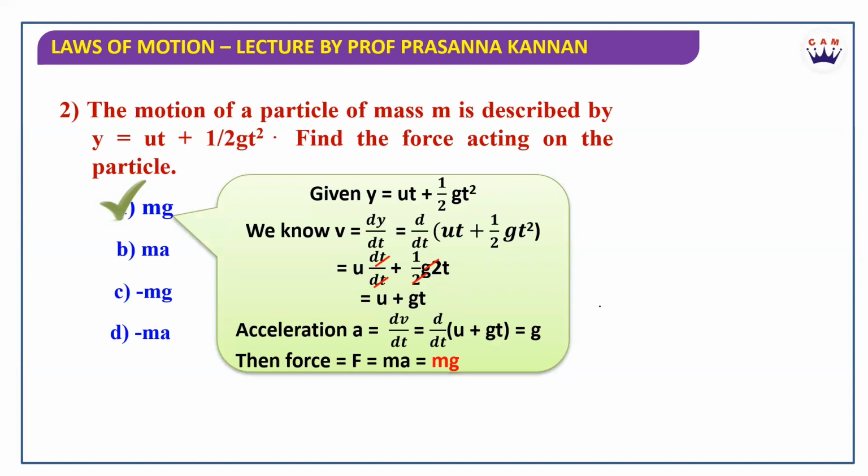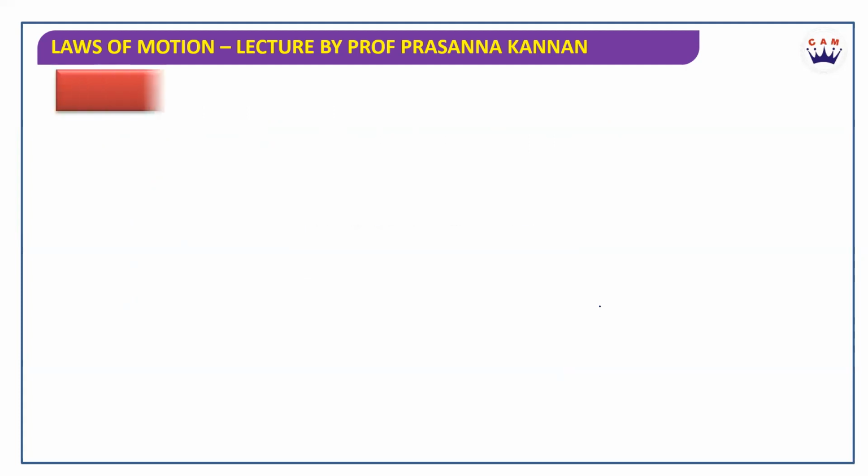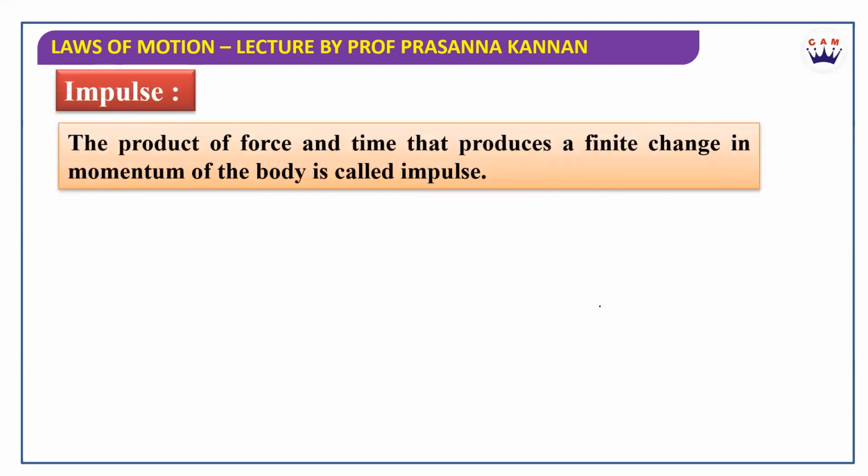Anybody wants me to give you the formula for this? Okay, you will look into your text. So what is impulse? Impulse is the product of force and time that produces a finite change in momentum of the body. That means a force acts for a very small time.